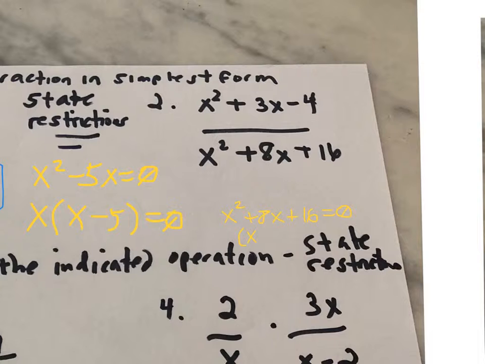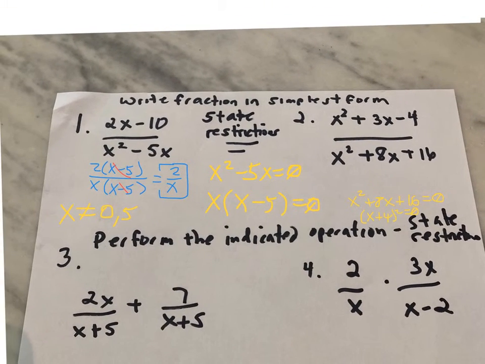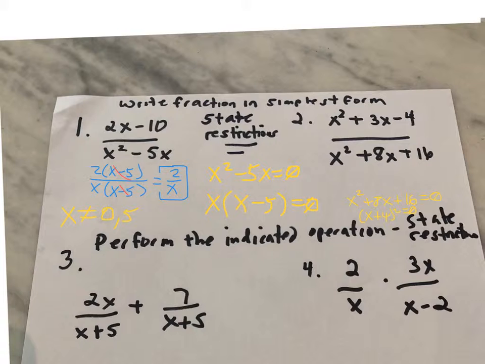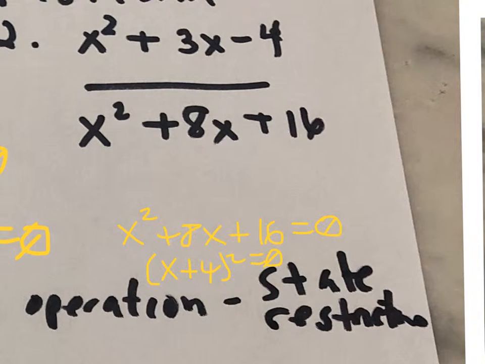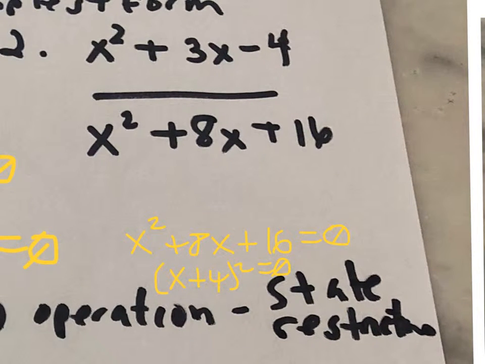And by the way, this would factor to x plus 4 squared equals 0. So therefore we know that the restrictions are, we'll color code this, imagine this was written in red. I'm going to make it so that the restrictions are always written in red from here on out. So we have x cannot be negative 4.